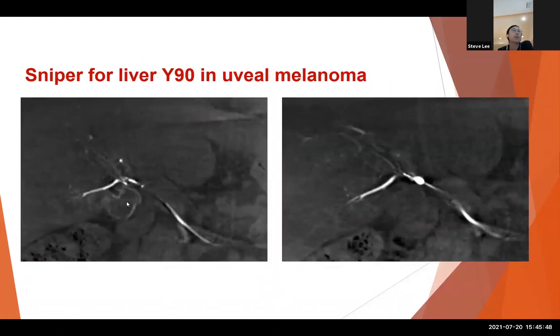And here's another example for metastatic melanoma, Y90 here. You can see this is a Sniper balloon down. You can see the gallbladder lighting up here. And then with the balloon up, you can see that the gallbladder has disappeared. So you can either block the origin of non-target vessels, or with the low pressure embolization technique, you can reverse the flow in non-target areas if you can achieve that kind of pressure change.